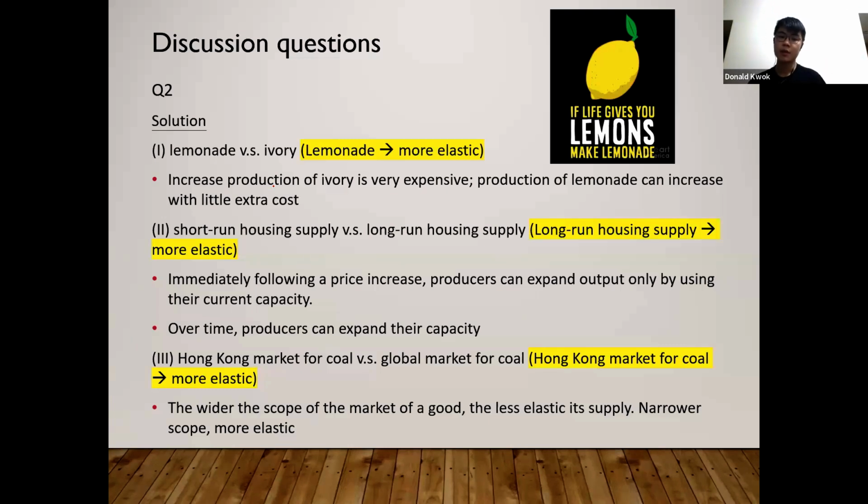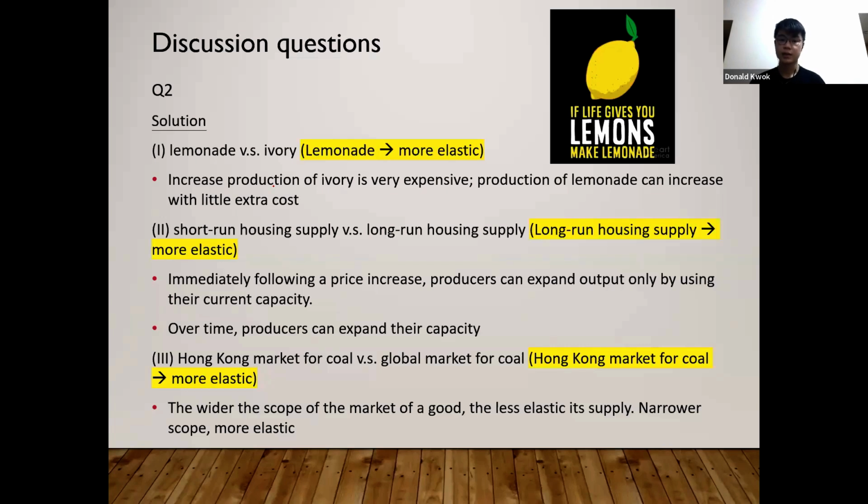The second pair, short-run housing supply versus long-run housing supply. So we are using the determinant about time horizon here. As we have just reviewed, in the longer run, we can do a lot more to increase the production capacity. So long-run housing supply will be more elastic than short-run housing supply. And the third pair, Hong Kong market for coal versus global market for coal. So it will be applying the determinant about geographic scope. So Hong Kong market is narrower in scope than global market, right?